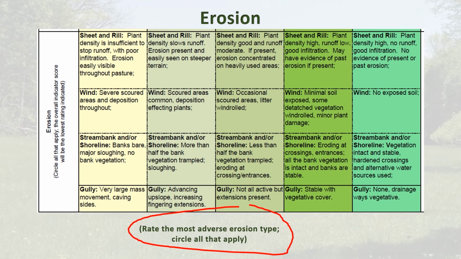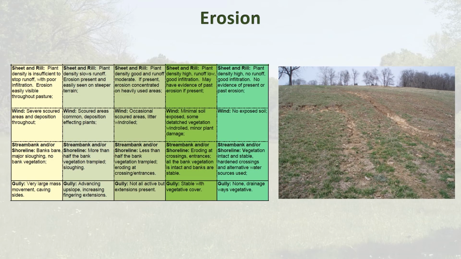The erosion indicator is fairly well defined, but keep in mind that multiple types of erosion may be present in the same field. Circle all types of erosion that are present in this pasture. Both sheet and rill and the start of gully erosion are present. The most adverse type indicates the score. In this case, it's going to be a 1. Gullies are considered all types for this score sheet.